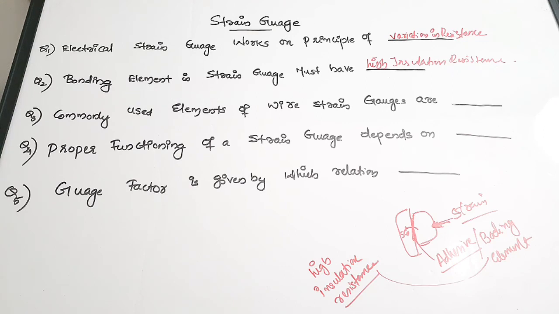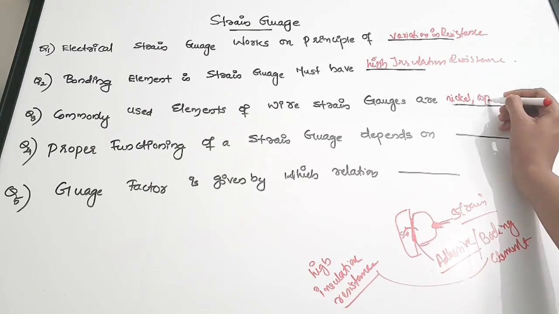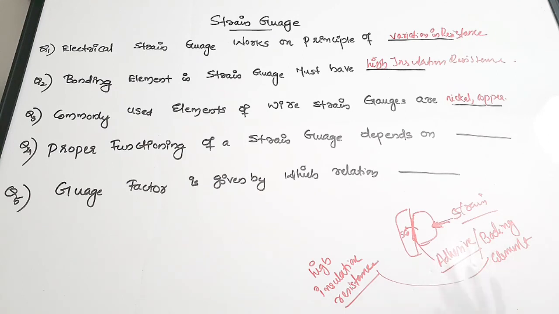Third question. Commonly used elements of wire strain gauges are dash. The options are A, nickel and copper, B, nickel and gold, C, gold and brass, D, silver and aluminium. So the commonly used elements in strain gauge wires are nickel and copper. You should be knowing all these things. Nickel and copper are the commonly used elements in the strain gauge wires.